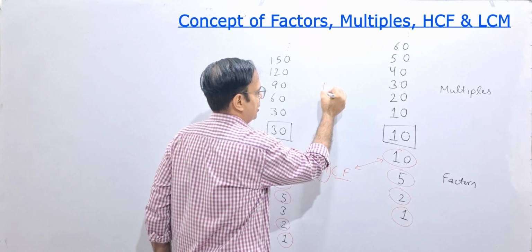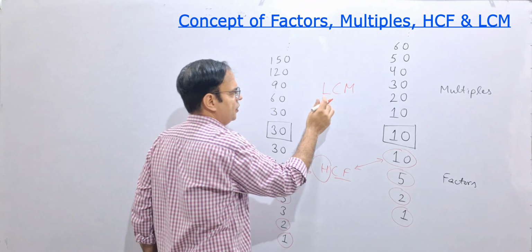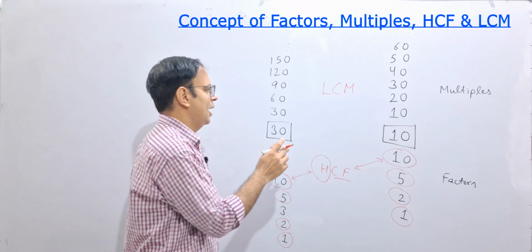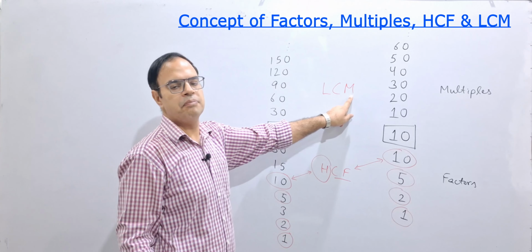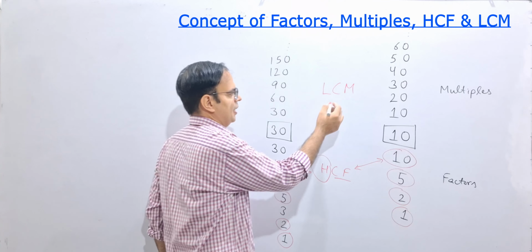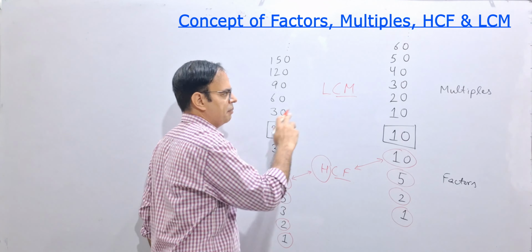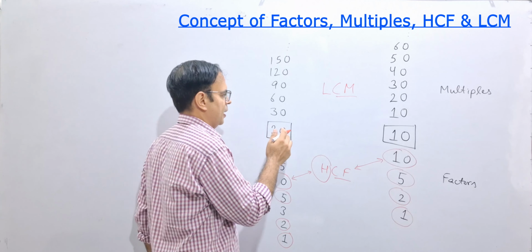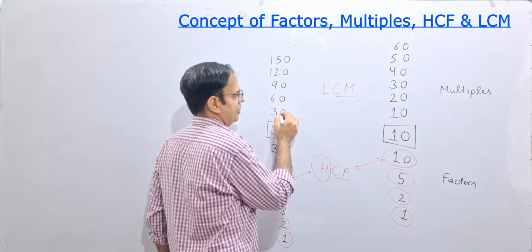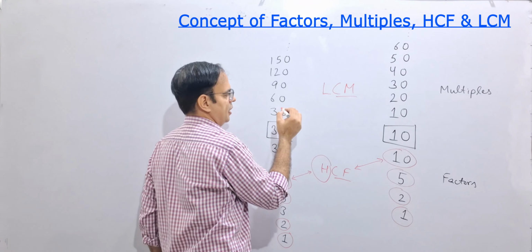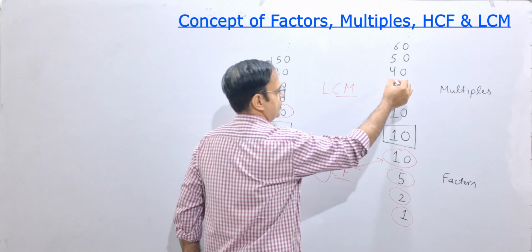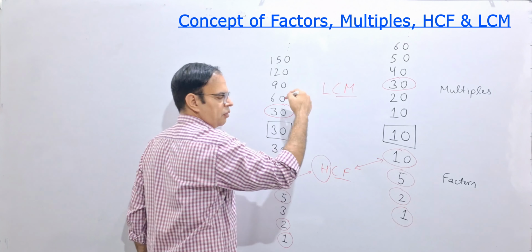Similarly, there is one more term which is widely used in mathematics, LCM. LCM means L for lowest, C for common, M for multiple. Lowest common multiple. First find the common multiples for these two numbers. 30 is present here, 30 is present there; 10, 20 are there but not here. So 30 is the first multiple which is common to them.